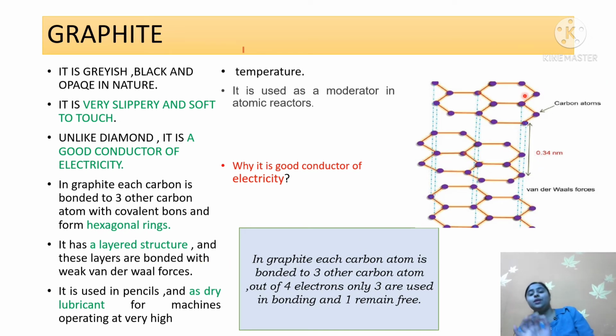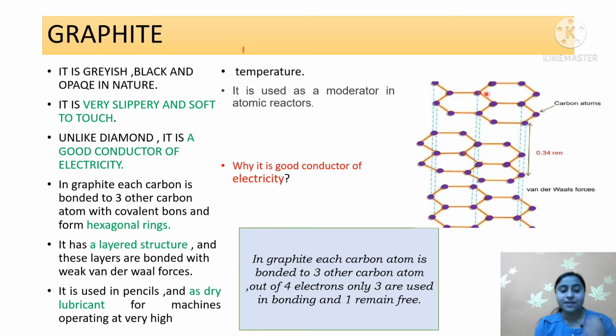Now, you can have an idea of why it is a good conductor of electricity. As we have seen, carbon here is bonded to only 3 other carbons. Out of 4 electrons, 3 are used up in making covalent bonds and 1 is free. So here each carbon has 1 free electron. These free electrons are responsible for the conduction of electricity.